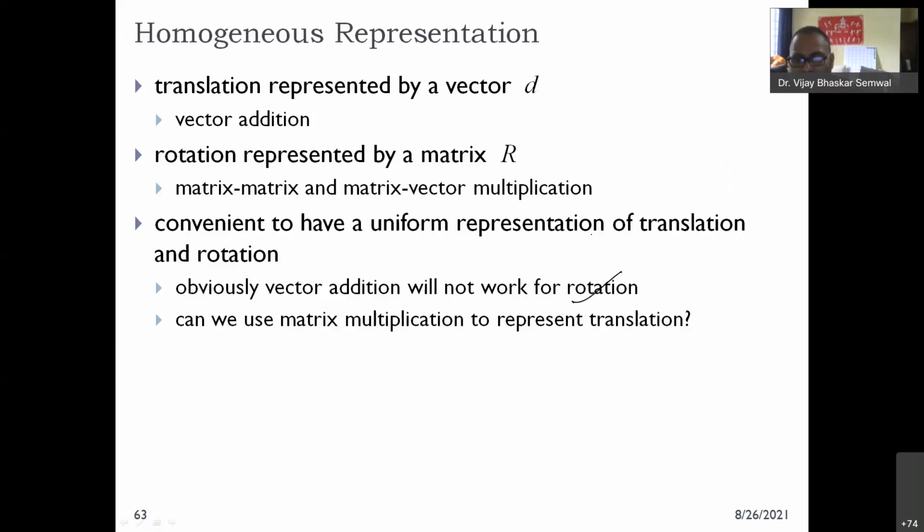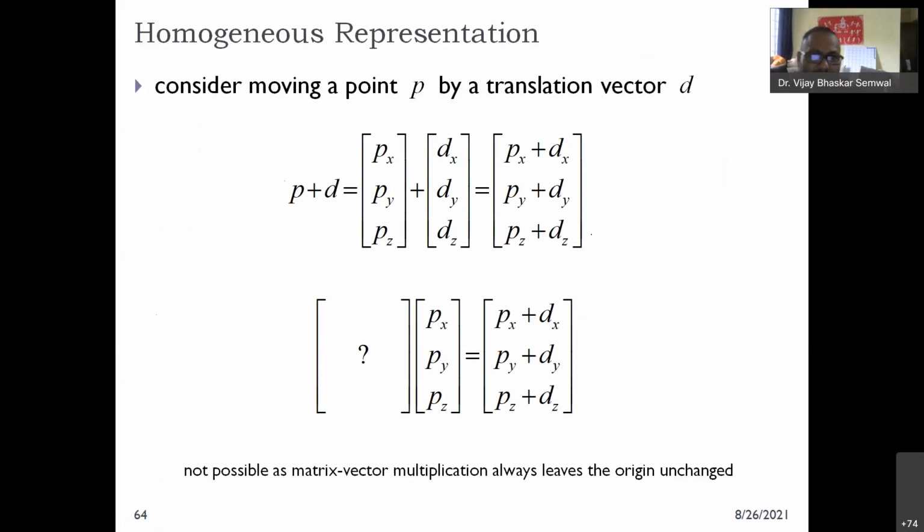So what we'll do, we'll represent the matrix for translation also. Consider moving a point P by the translation vector D, with components dx, dy, dz, and this is your position x, y, z. So you can get the translation. For rotation, you have to multiply px, py, pz. How can we replace this with a matrix so that we can get the translation also with the help of a matrix, not only by vector addition? We can multiply with the translation matrix.